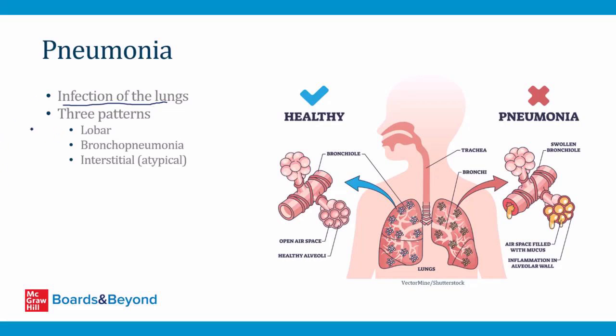And in terms of pathology, pneumonia occurs in three distinct patterns. We'll talk about all of these in the next few slides. These include lobar pneumonia, bronchopneumonia, and interstitial or atypical pneumonia.